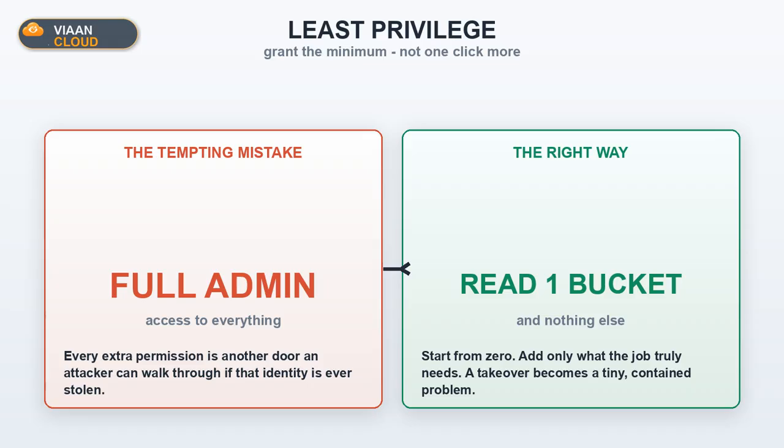And the principle that should guide every policy you ever write is least privilege. It means grant the absolute minimum permissions needed to do the job and not one click more. It is tempting, so tempting, to just hand out full admin access to make an error go away. Don't. Every extra permission is another door an attacker can walk through if that identity is ever compromised. So start from 0 and add only what's actually needed. If an app only reads from one bucket, give it read on one bucket, not write, not delete, not every bucket. Least privilege turns a total account takeover into a tiny contained problem.